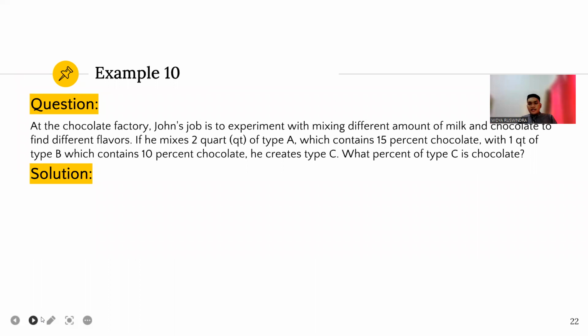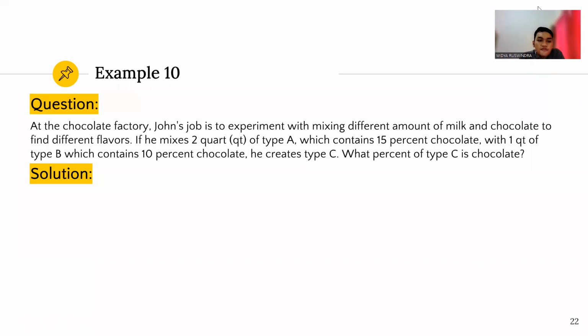This is the last example, example 10. Question: at the chocolate factory, John's job is to experiment with mixing different amounts of milk and chocolate to find different flavors. If he mixes 2 parts of type A, which contains 15% chocolate, with 1 part of type B, which contains 10% chocolate, he creates type C. What percent of type C is chocolate?